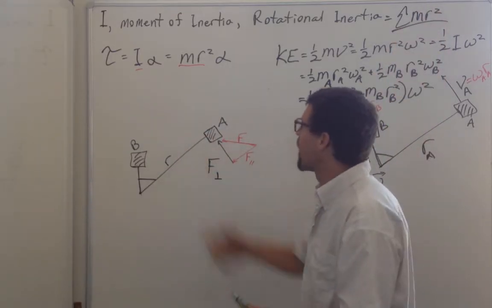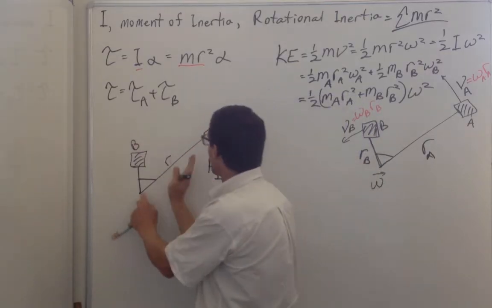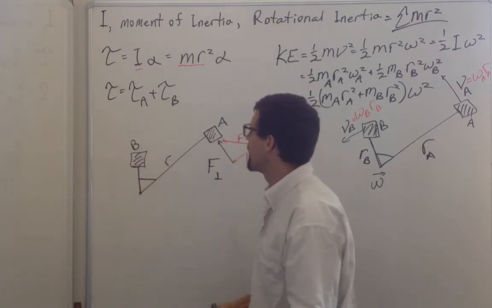Likewise, we can make the same argument here. The torque is going to be equal to the torque to rotationally accelerate mass A plus the torque to rotationally accelerate mass B.